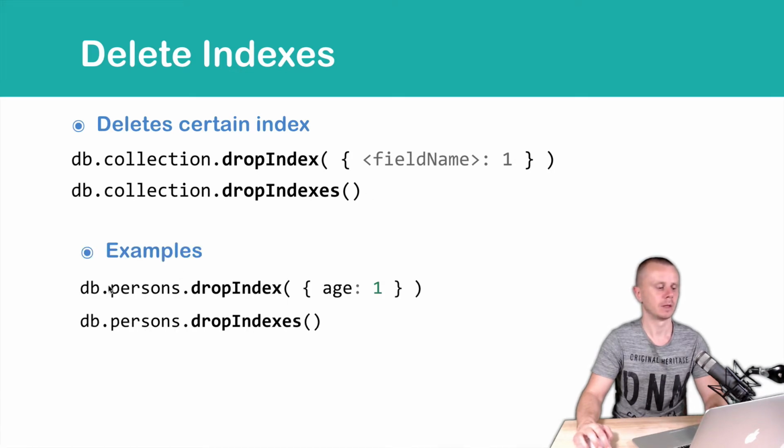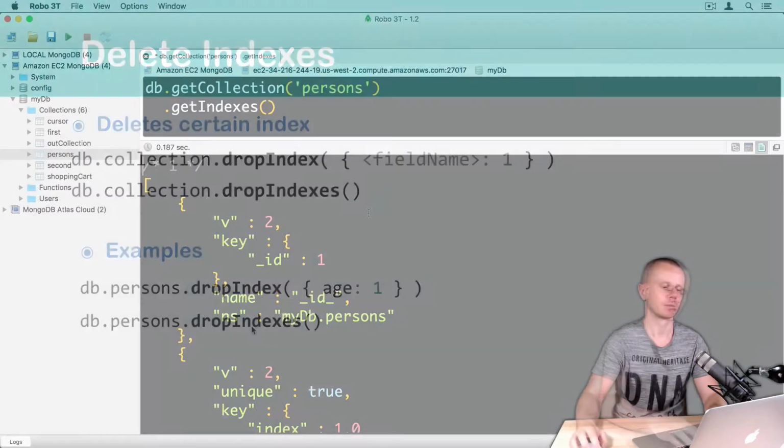Examples: db.persons.dropIndex({h: 1}). This command will drop the index by the h field. Second command: db.persons.dropIndexes(). This command will drop all indexes except the underscore id index. Let's look at this in action.